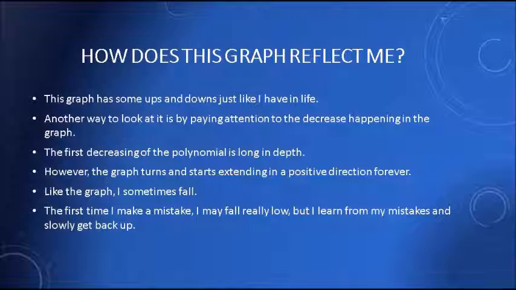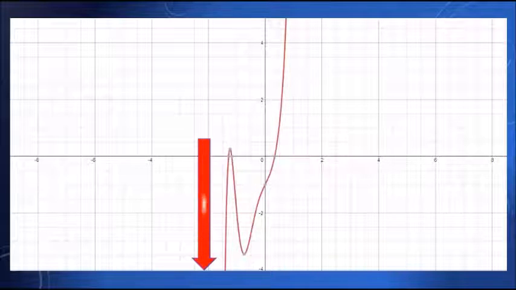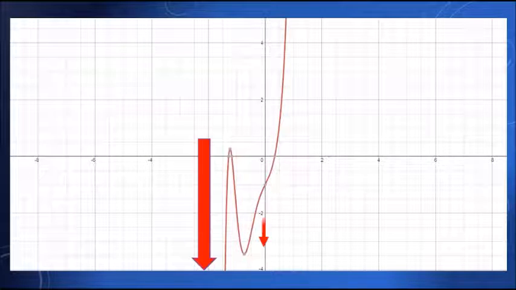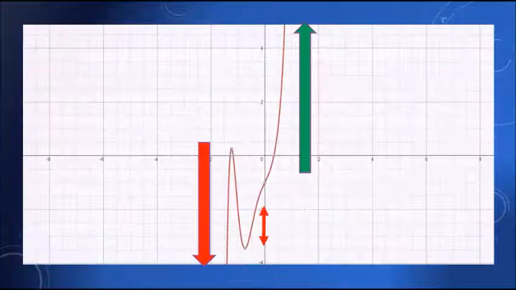So the major question was, how does this graph reflect me? This graph has many ups and downs, just like I have in life. Another way to look at it is by paying attention to the decrease happening in the graph. The first decrease of the polynomial is long in depth. However, the graph turns and starts extending in a positive direction forever. Like the graph, I sometimes fall. The first time I make a mistake, I may fall really low, but I learn from my mistakes and slowly get back up. So here with the arrows, we can see that the decrease is really long, but the graph starts turning, and at the end it just keeps on extending positive forever.